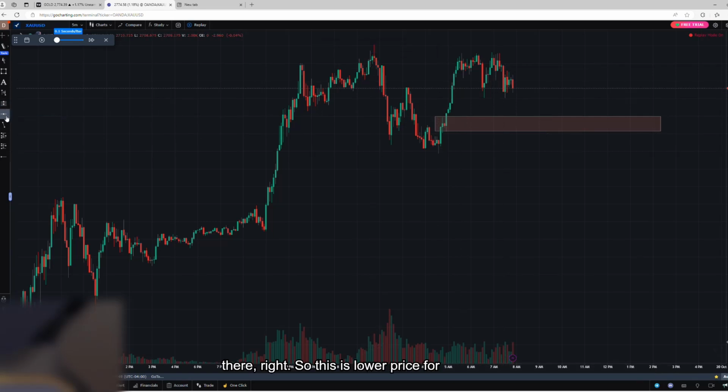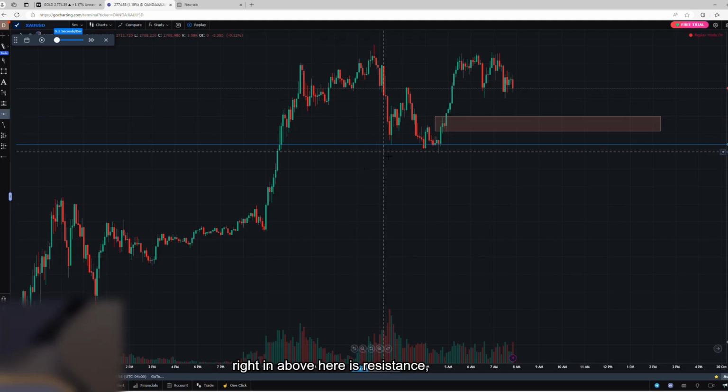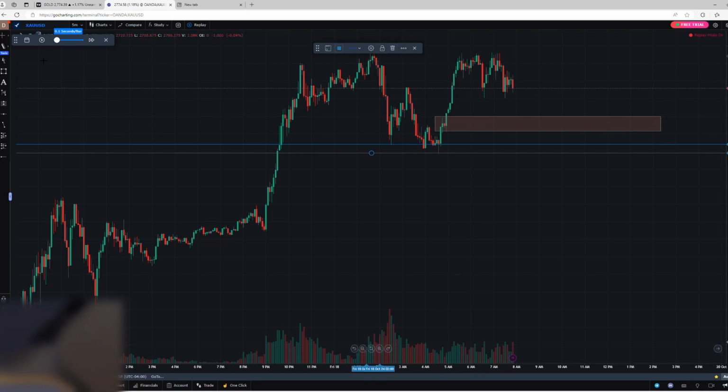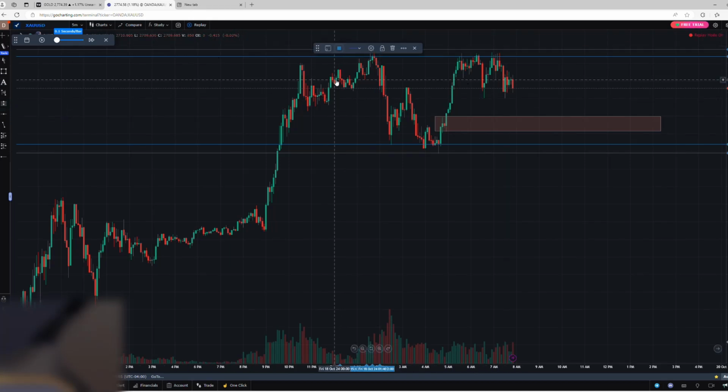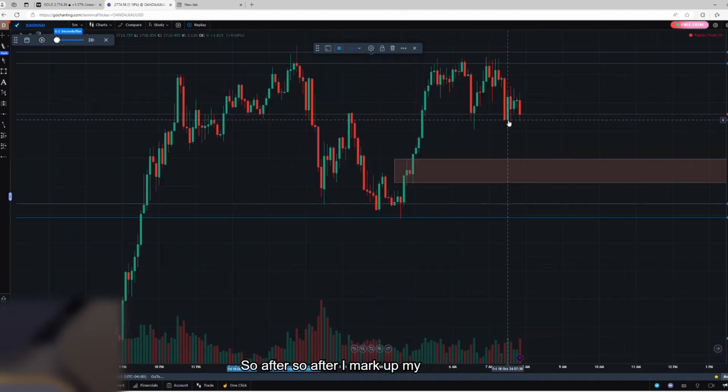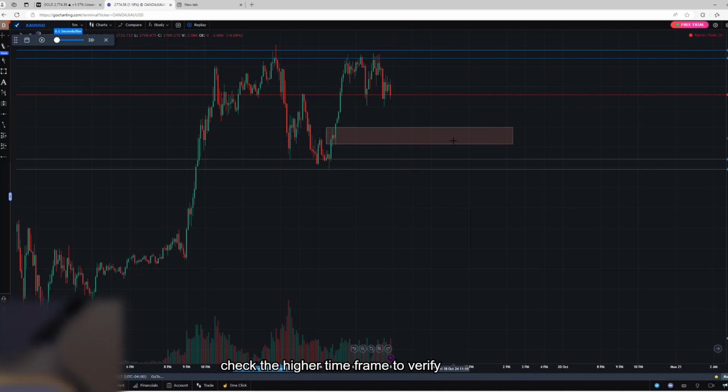So I see demand right there, right? So this is the lowest price for the day. So this here is support, right? And above here is resistance. Could be resistance. So that's the highest price for the day. So I mark that up. And now, after I mark up my key zones, I want to check the higher time frame to verify those zones.